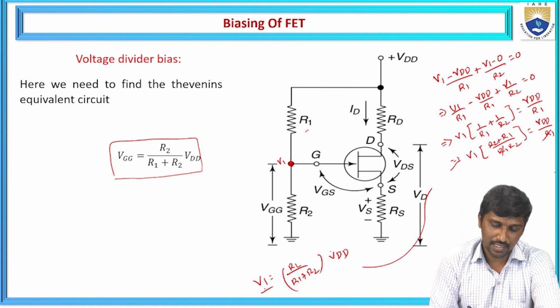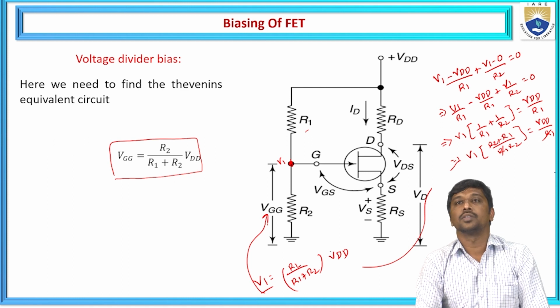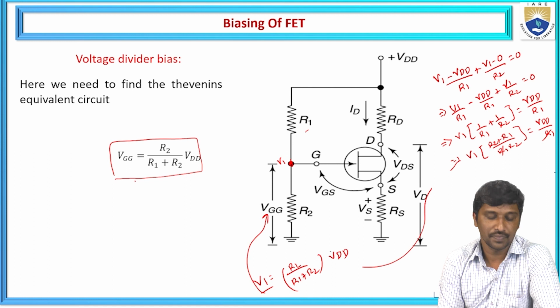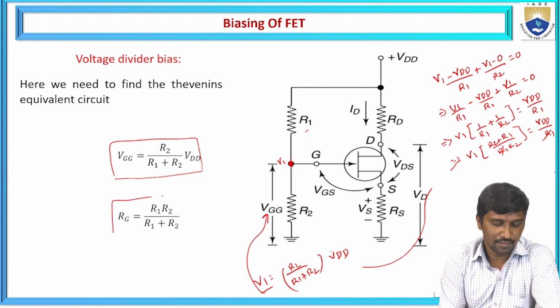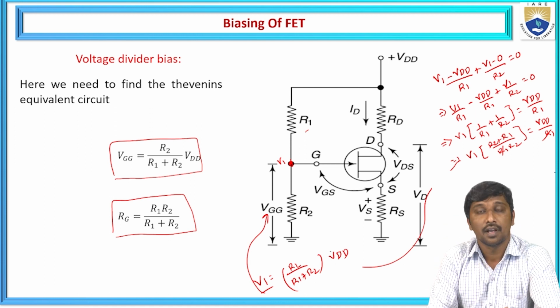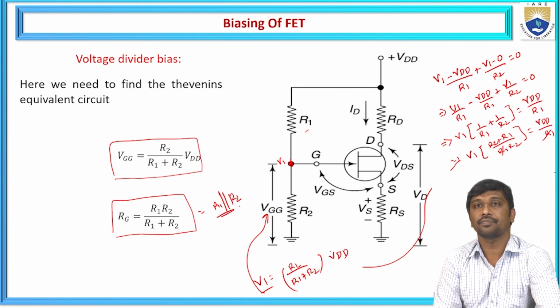So where V1 is represented as equal to VD. Hence, we observed from the Thevenin's equivalent circuit, VGG is represented as R2 by R1 plus R2 times VD. Similarly, we also observed that the Thevenin's equivalent resistance RG is equal to R1 R2 by R1 plus R2, that is nothing but R1 in parallel combination with R2.